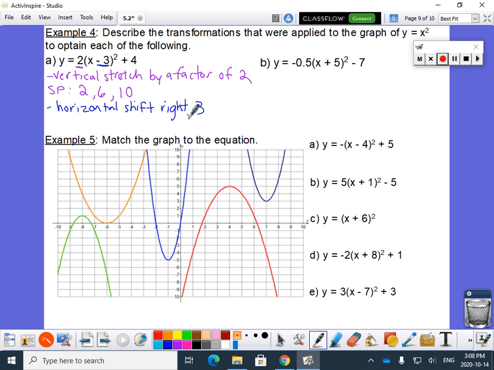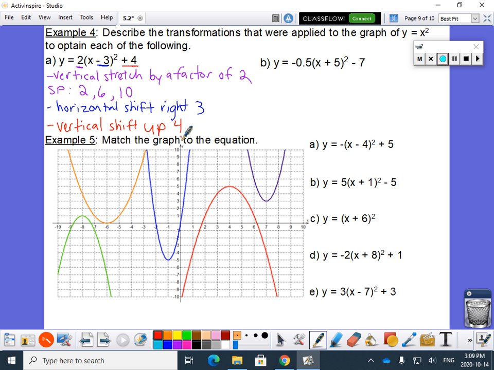Okay, so that's something that you need to memorize. When there is a negative in the brackets, it's going to move to the right, and when there's a positive, it will move to the left. And lastly here, we have this positive 4 in the Q variable. That is going to tell us that there is a vertical shift, and because it's positive, we say up 4. Okay, let's do B.